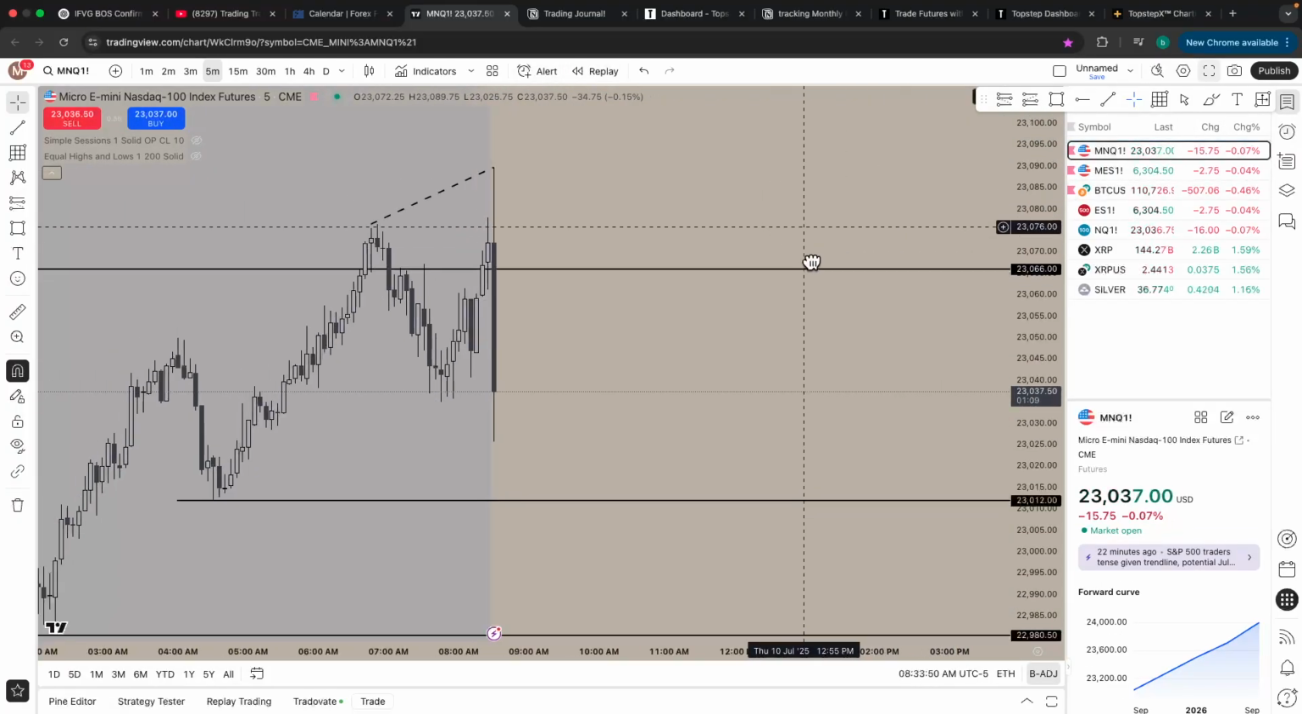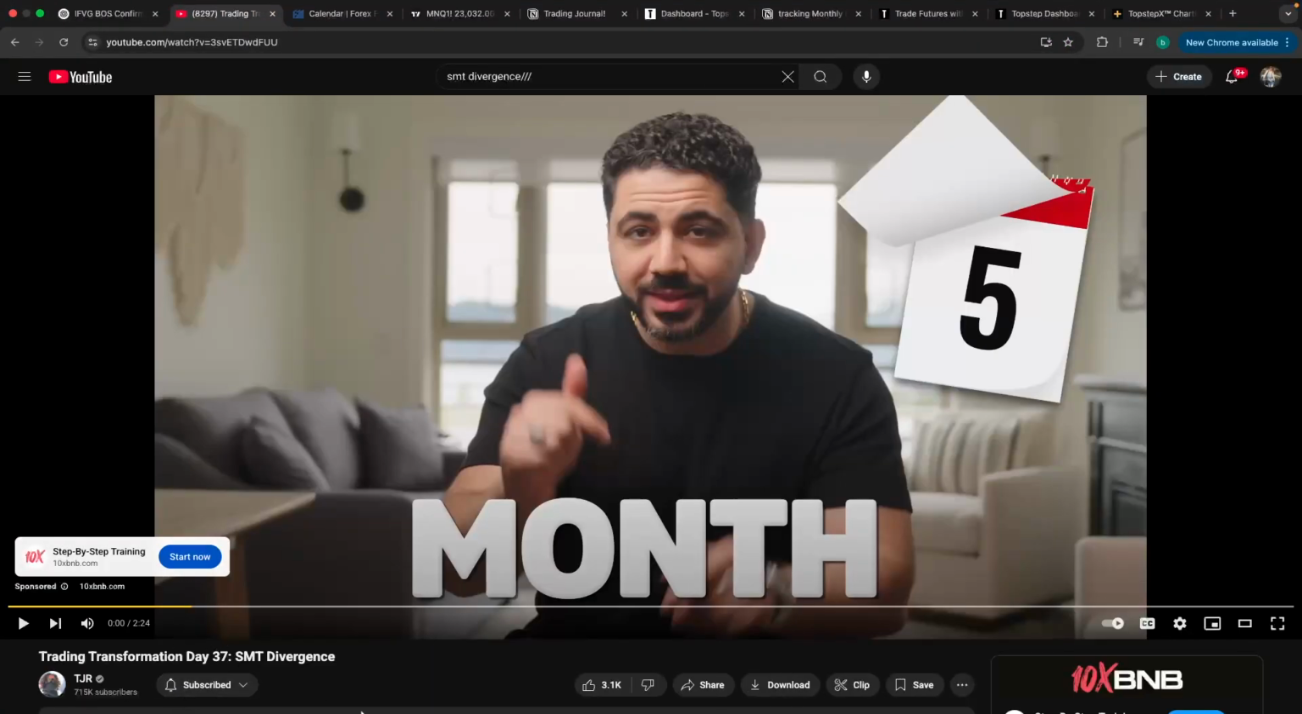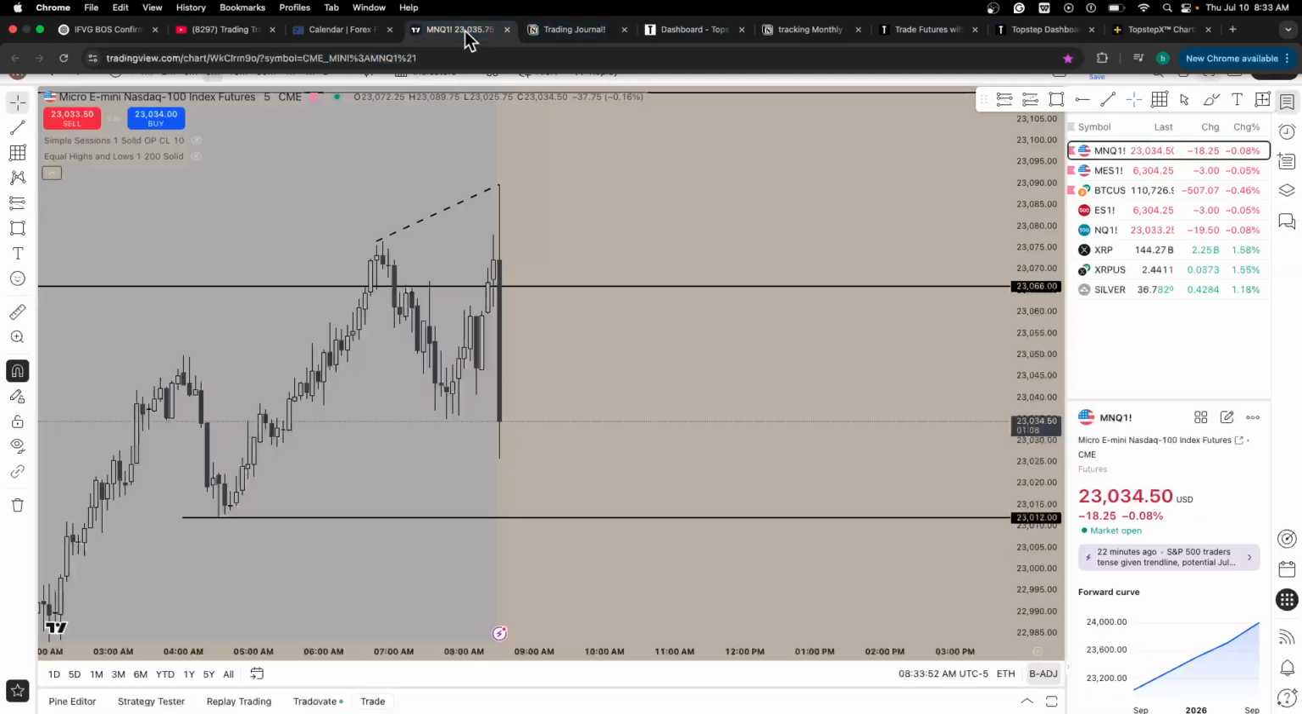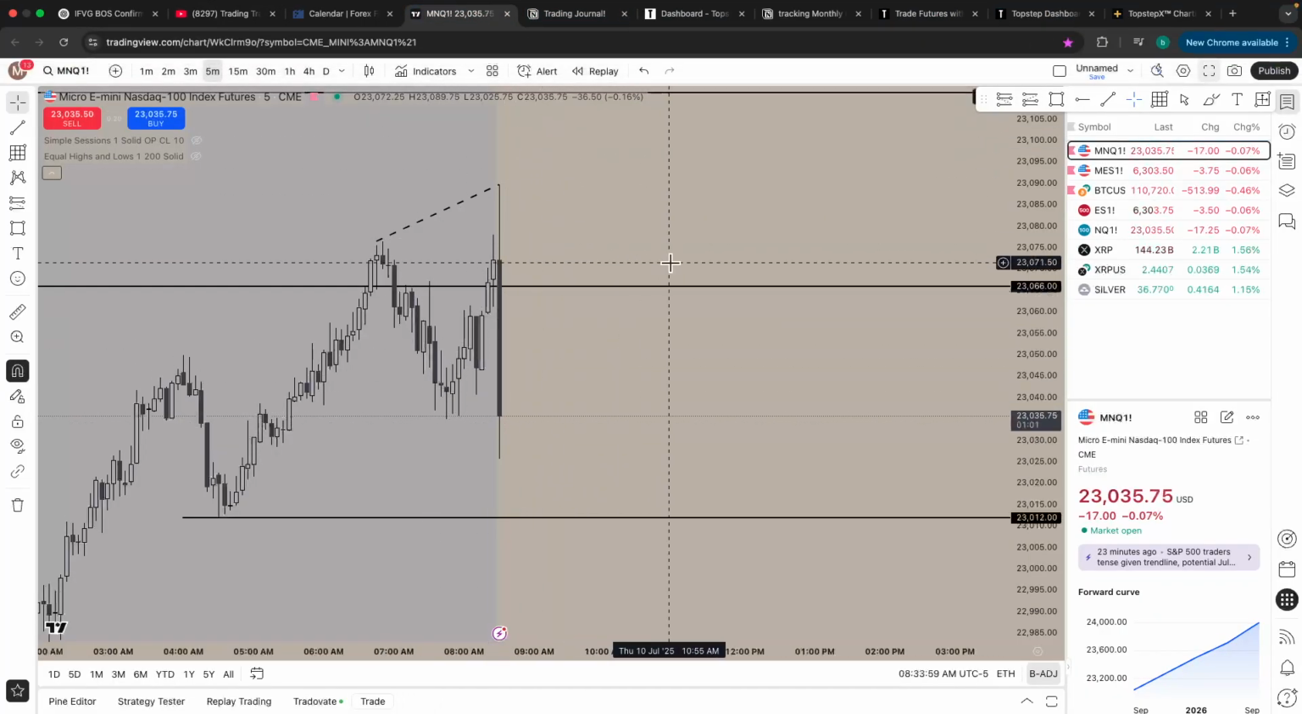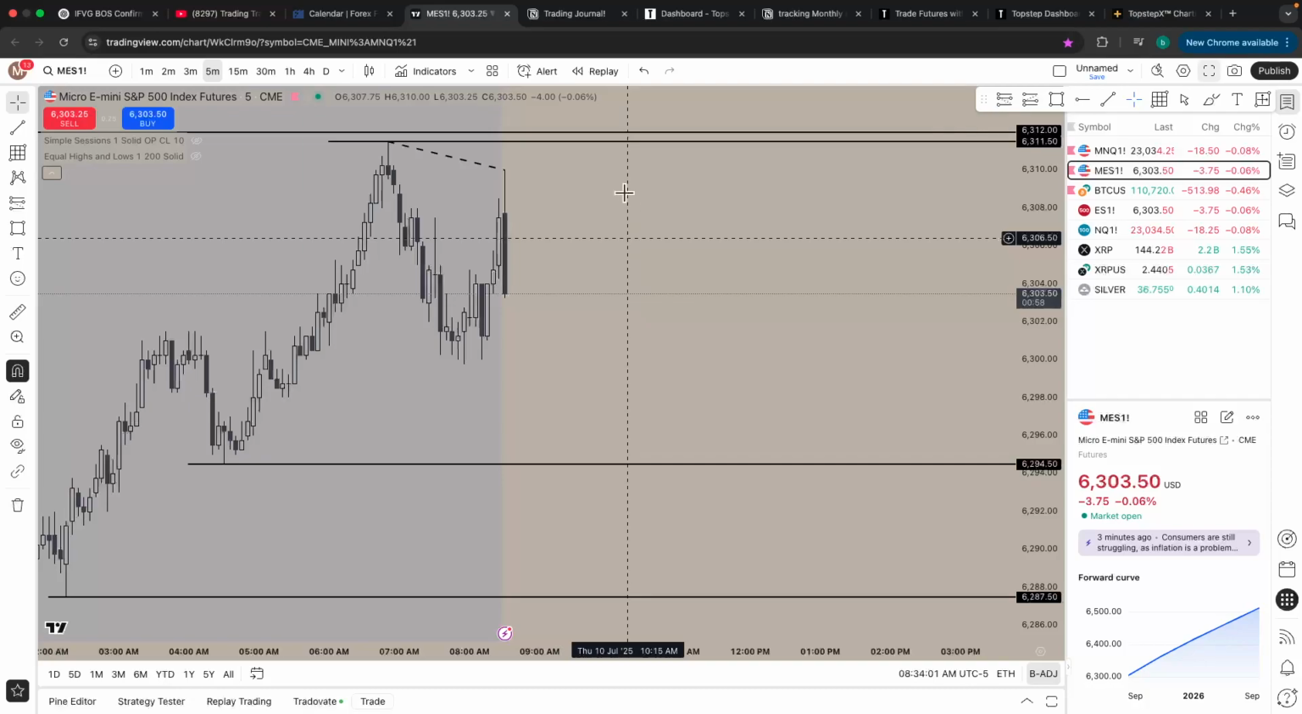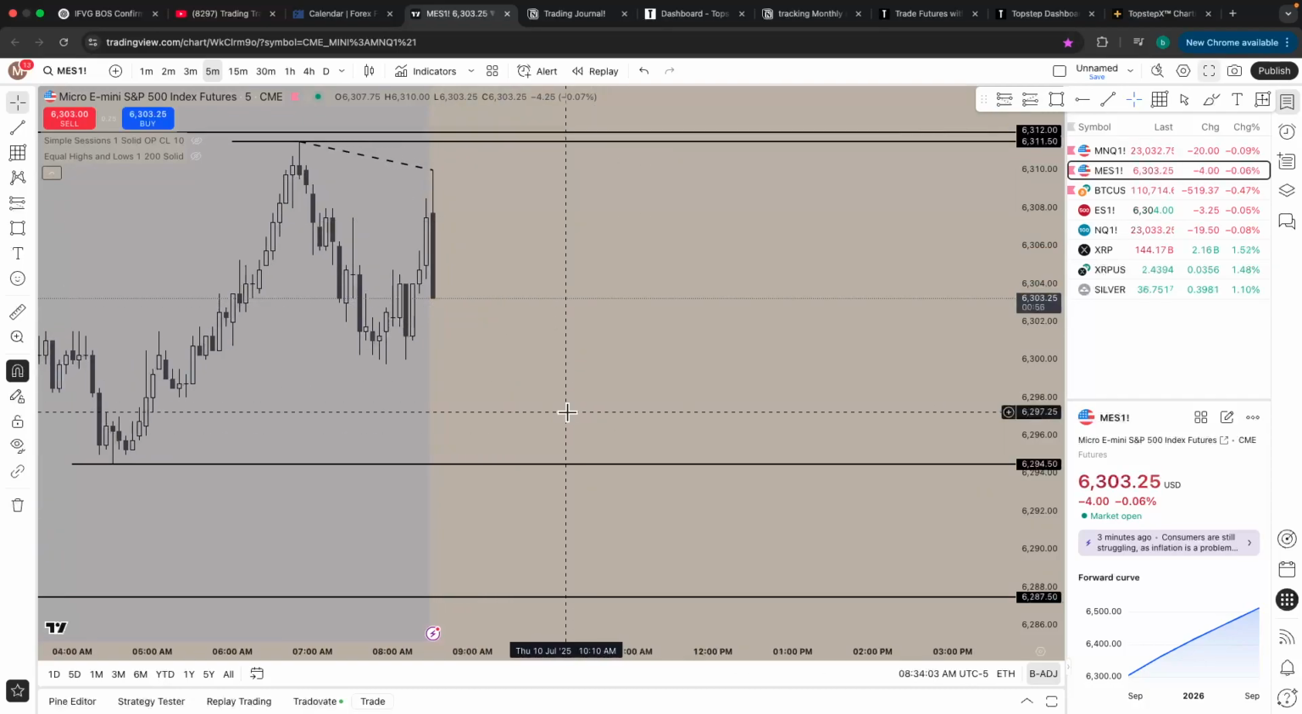Holy, there's no way. I was literally just watching a YouTube video on SMTs. SMT divergence. No way. NQ sweeps highs. ES does not. ES is our lead pair. We want to see ES give us, hold on, let me go to my notes, I believe a break of structure.